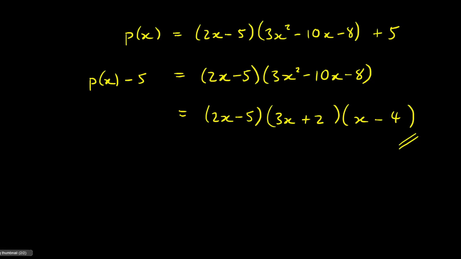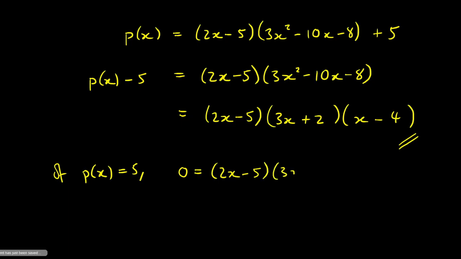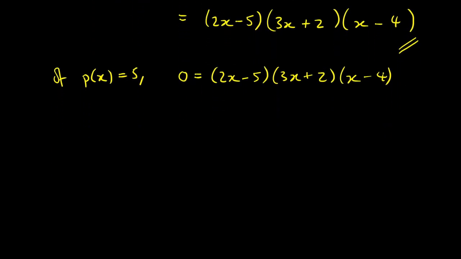Now, what about part C? Hence, we want to write down the solutions of the equation p of x is equal to 5. Well, let's think about that. If p of x is equal to 5, then over here we're going to get 5 minus 5, aren't we, which is 0. So we're going to end up with 0 is equal to 2x minus 5 times 3x plus 2 times x minus 4. In other words, basically what we've got to do is find the roots of this expression. So how's that going to work?